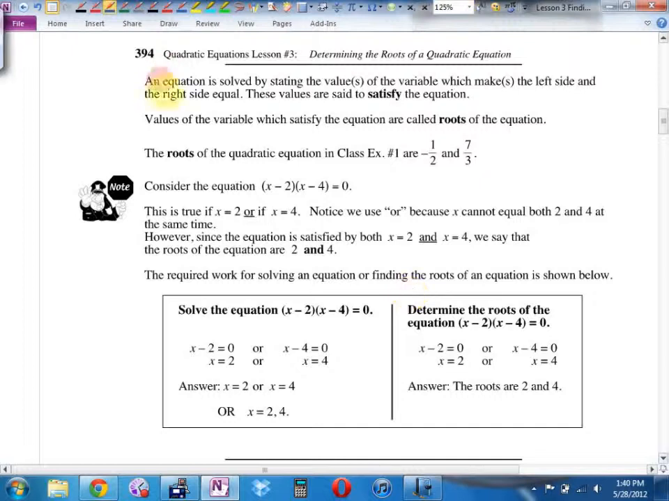It says an equation is solved by stating the values of the variable which makes the left side and the right side equal. These values are said to satisfy the equation. Values that satisfy, here's your new word. We're going to call these the roots of the equation. So Rachel, the roots of the quadratic in example 1 are negative a half and 7 over 3. Okay.